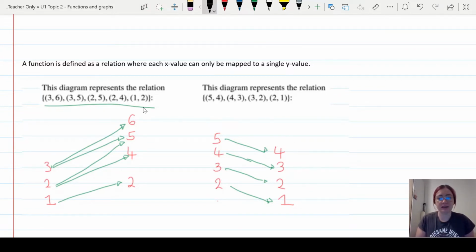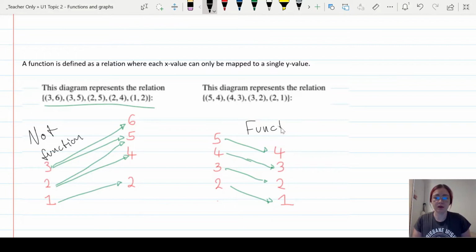So if we look at this example from the previous section, remember we were mapping using an arrow diagram the relation that was given as a set of ordered pairs here. This first one, you have an x value of 3 going to both 6 and 5, okay? So this one is not a function because your x value is being mapped to multiple y values.